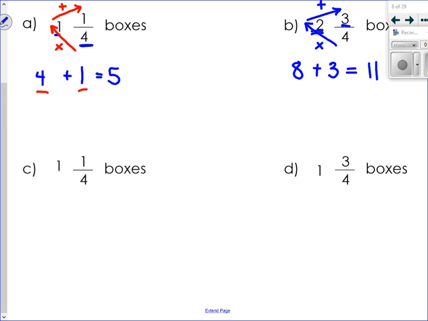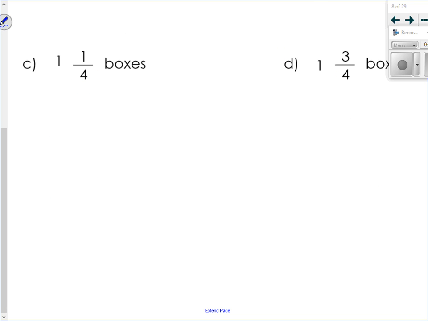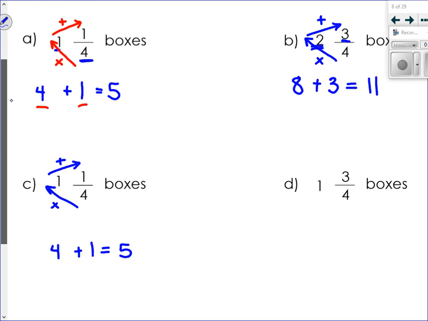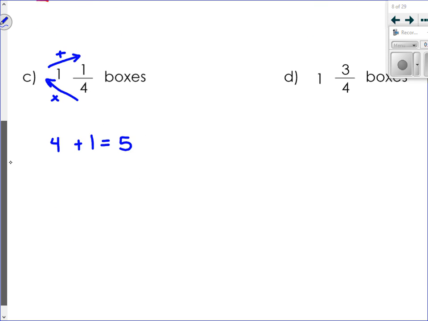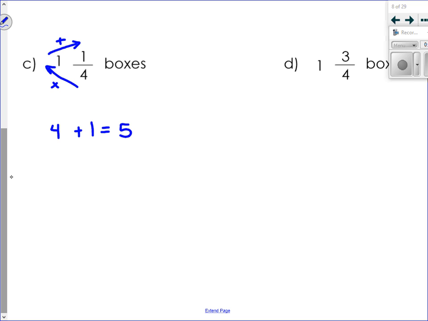Okay, let's try this one. 1 full box, that means I would have 4, plus 1 more, 5. I'm not sure why they have that question on there twice. It's the exact same one we just answered a minute ago, isn't it? Oh well, we'll keep going.